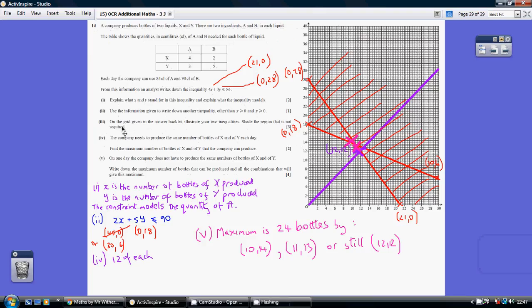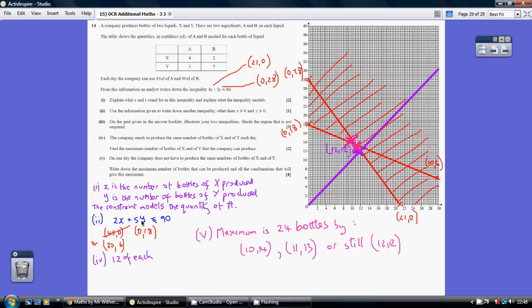Now for part C, we're being asked to represent these two lines on the graph paper. So going back to my first constraint with regard to ingredient A, if x is 21, y would be 0. Equally, if x is 0, y would be 28, to equal 84 on both occasions. Hence my coordinates (21, 0) and (0, 28). So that's the constraint for ingredient A.